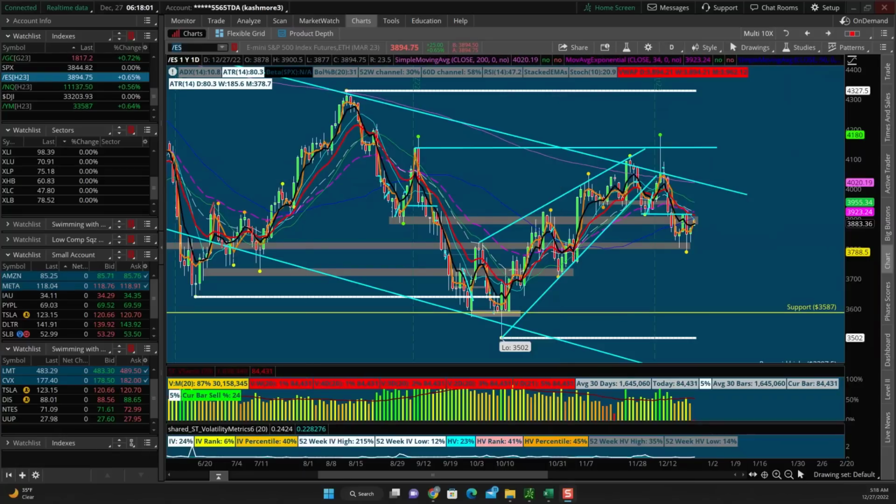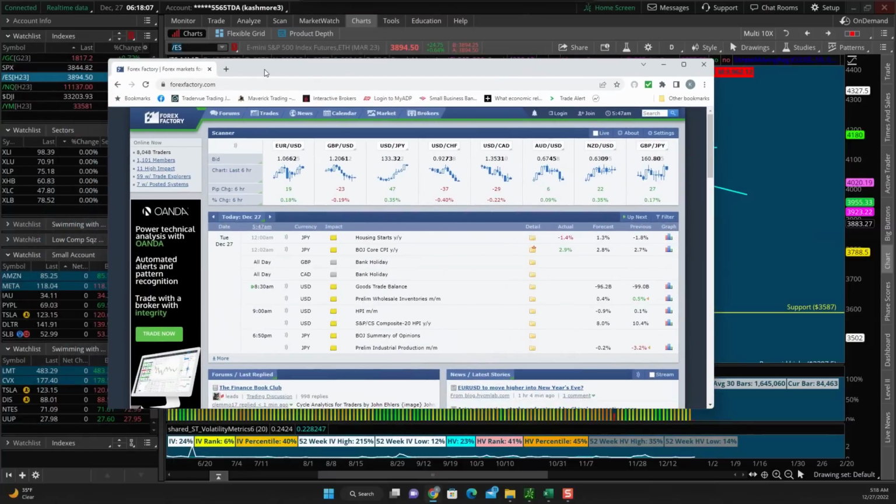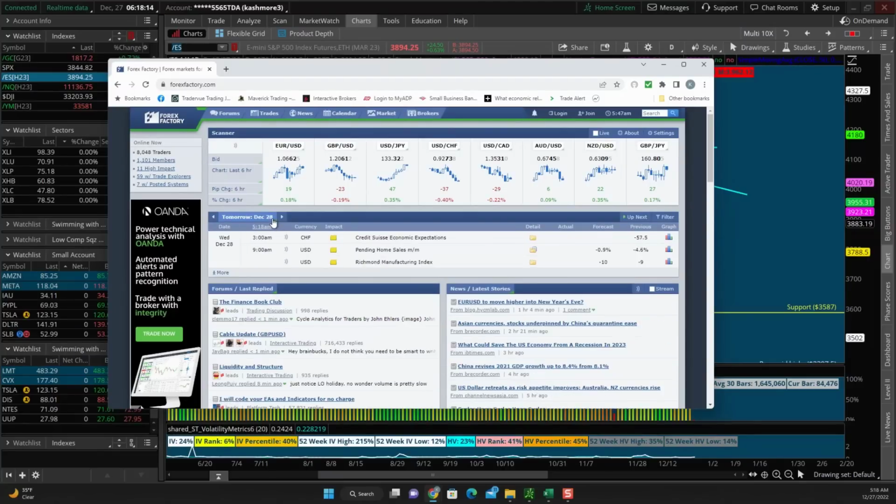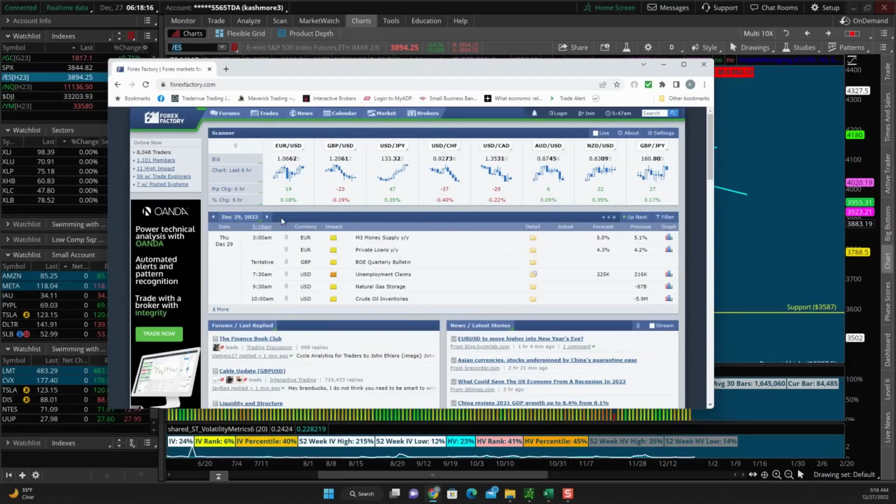All right, so first things first. Every day, I look at the economic calendar using Forex Factory, and you see there's nothing important coming out today. Let's look at the rest of the week. I don't anticipate there being anything, because you still have to understand it's a holiday week pretty much.